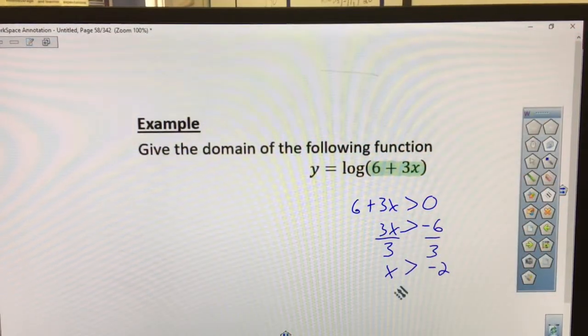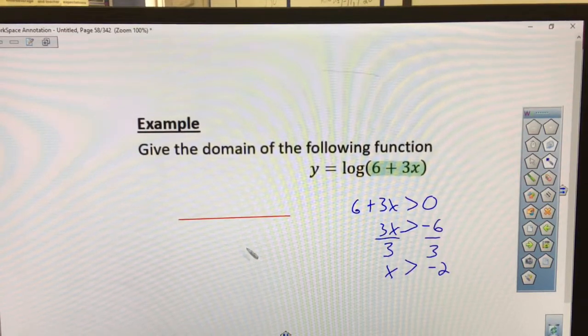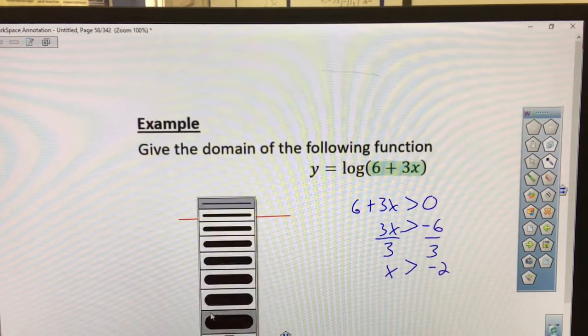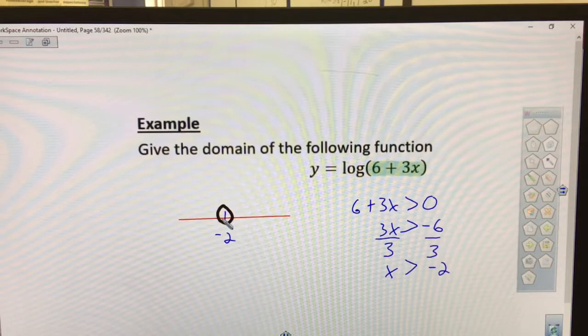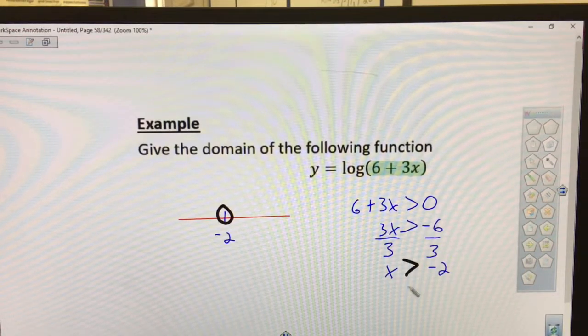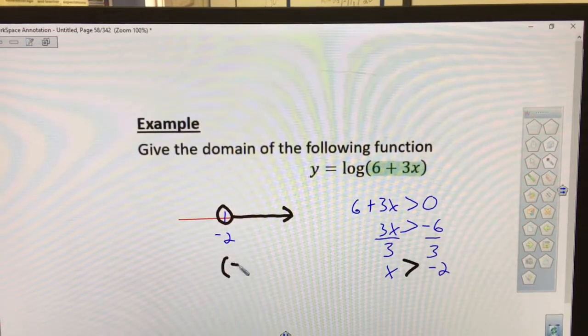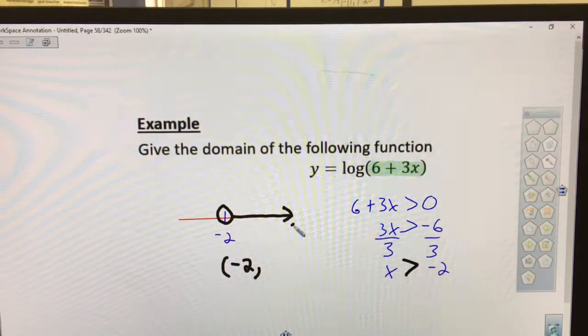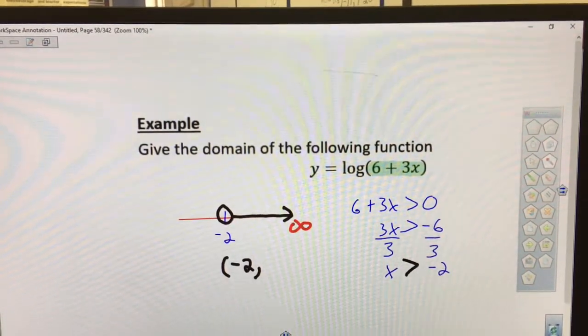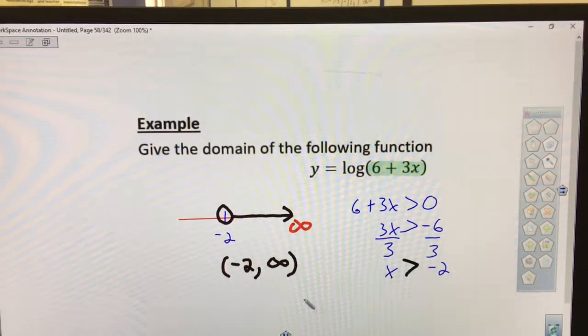If I were to graph that on a number line, you'd have negative 2 with an open circle on top of it. Do I fill that open circle in? No, because it doesn't have a line under it. And then the arrow points to the right. So now in interval notation, it's going to be negative 2 in a parenthesis. How far to the right does that go? That arrow points to infinity. So it's going to be negative 2 to infinity. And you never put a bracket on infinity. You always put a parenthesis on it.